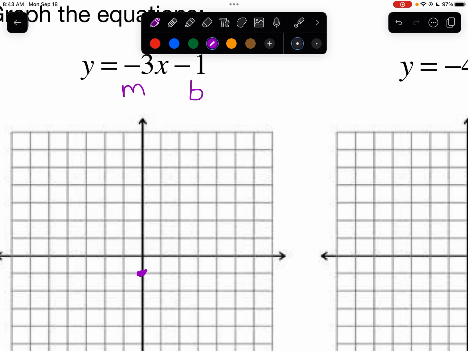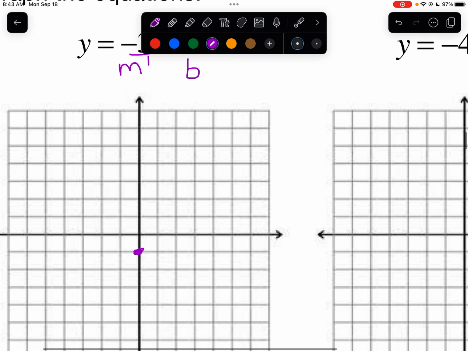This negative 3 is our slope, our rate of change. I know negative 3 is not written as a ratio, but we could write it as a ratio so that we have a rise over run. In this case, negative 3 over 1. So we're going to go down 3 and to the right 1 to get a new point. And that's down 3 and to the right 1 from our y-intercept.